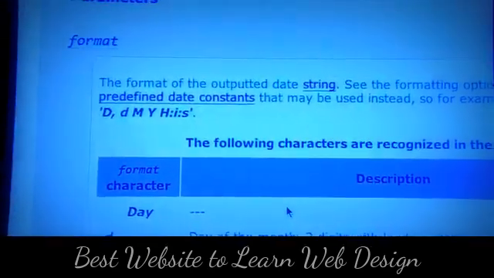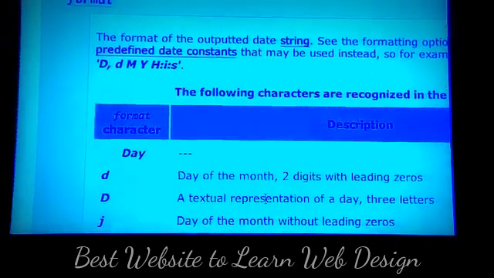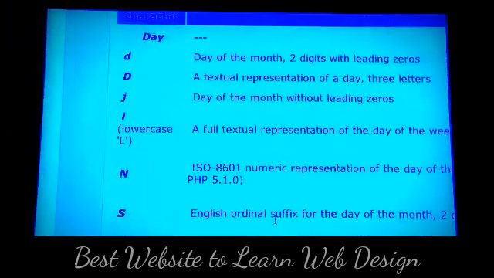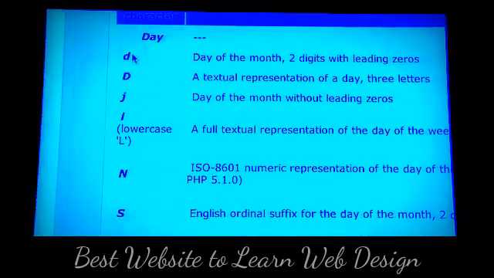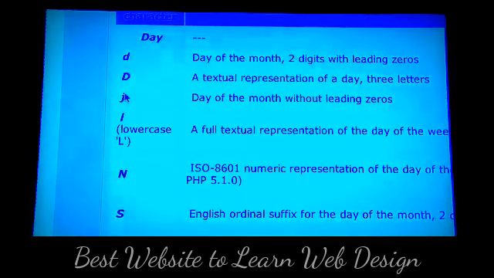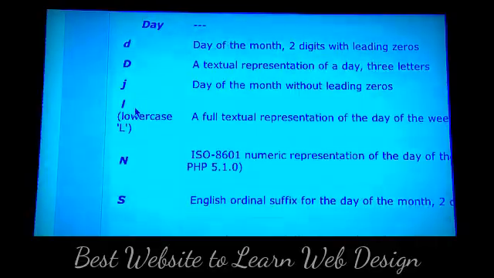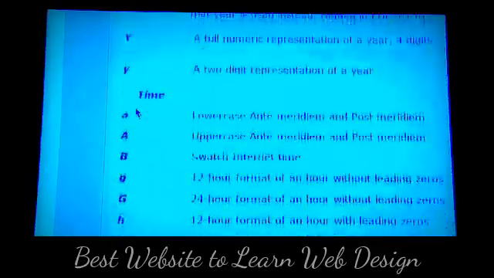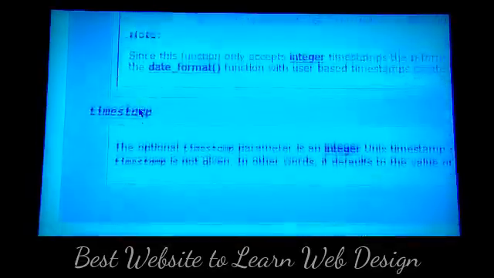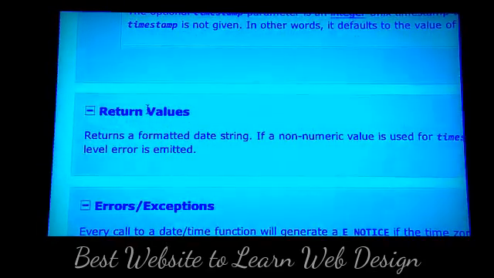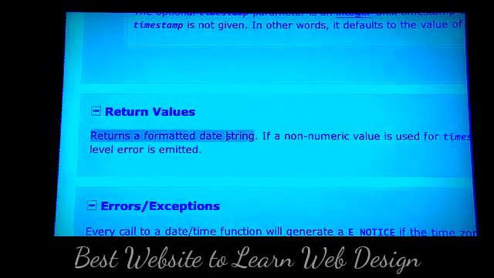Here's just some more detail on the format. So the format parameter can apparently be a quoted string containing all of these various placeholders, D for day, J for day of the month without leading zeros, and so forth. Memorizing this is not a good use of any human's time, but looking it up is reasonable. Let's just scroll down past all of that. Timestamp does what I promised. Return value returns a formatted date string.